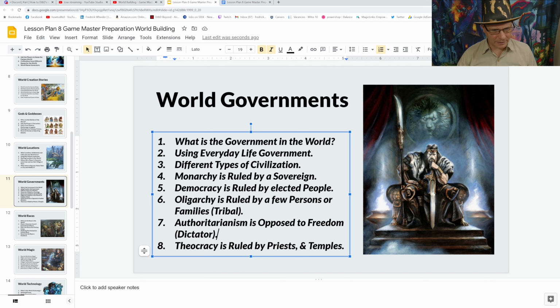That's really what we're talking about. And then theocracy is ruled by priests and temples. And that's probably the easiest way to describe that as well.